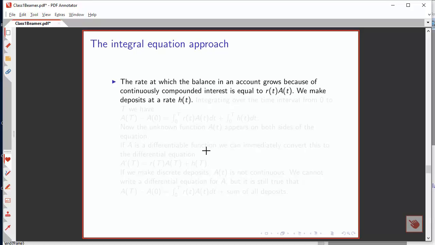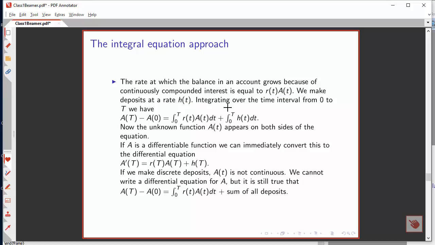Here's an interesting approach which we actually won't be following up on very thoroughly, but it's a way of looking at the problem where the discrete case fits in very neatly. We know that the rate at which a balance in an account grows because of compounded interest is r of t times a of t, and we're making deposits at a rate h. So now we can integrate over the time interval from 0 to capital T.